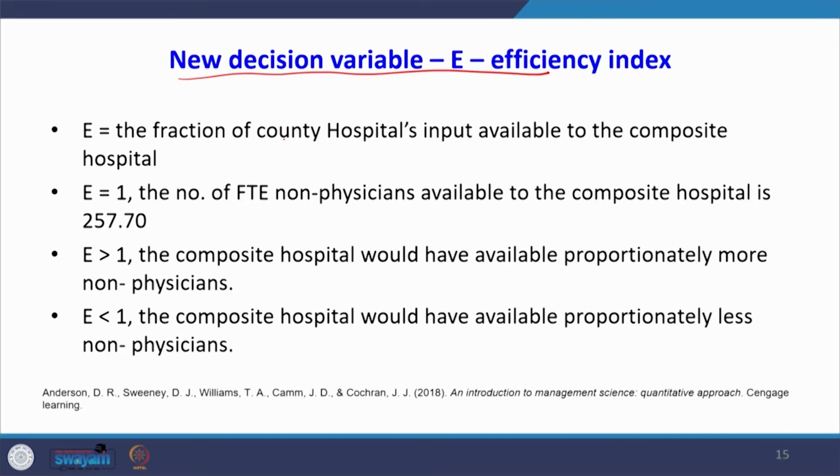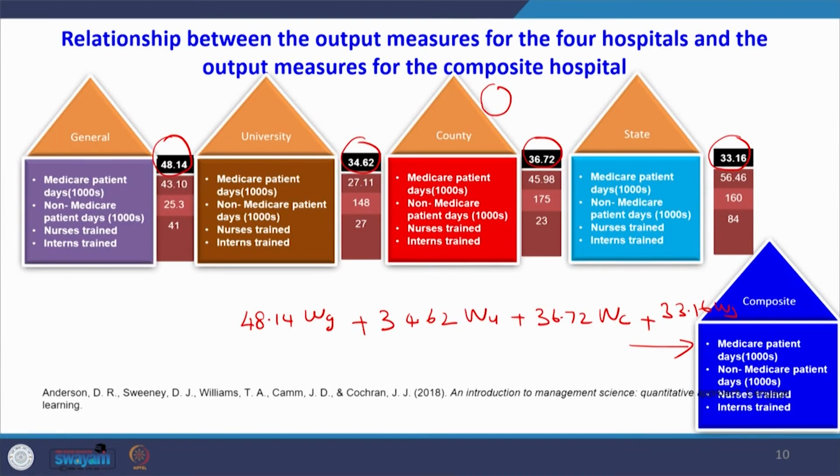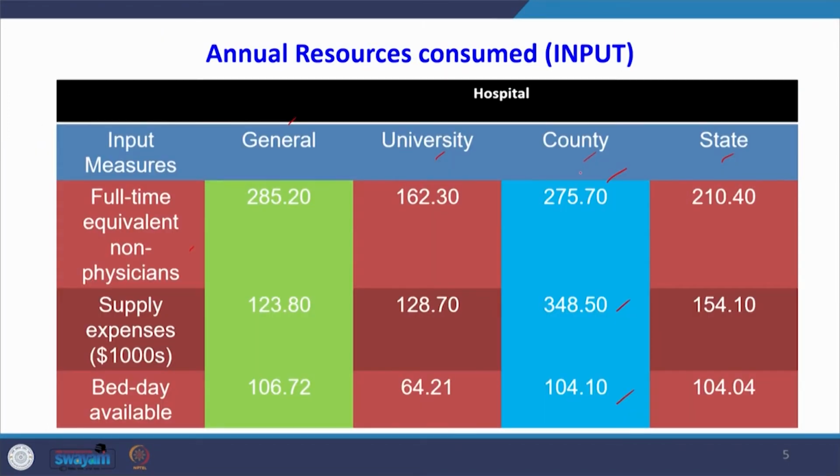The fraction of county hospital's input available to the composite hospital. That means the inputs utilized by the composite hospital and the county hospital are the same when E equal to 1. So, when E equal to 1, the total number of full time employees, non-physicians, available to the composite hospital is 257.70. We will go back to where we get this 257.70, we are talking about input, this one.